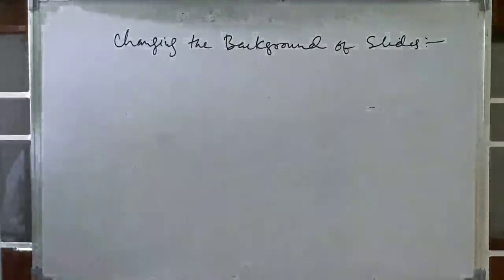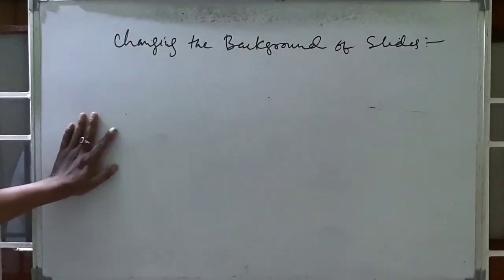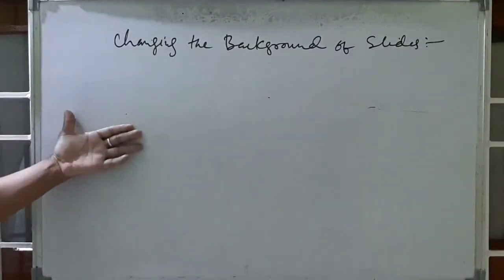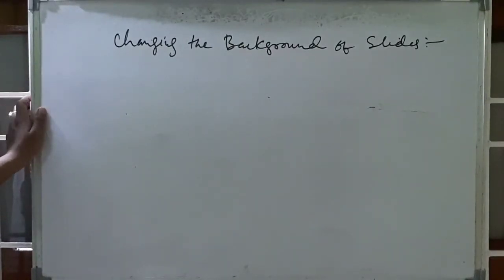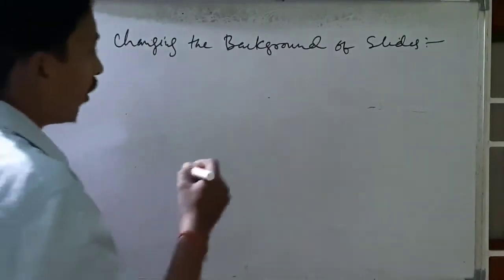Now, you can see in the book, you can change the appearance of the slides by changing the background color, its shade, pattern or texture. You can also use a picture as a background. To change the background style, the steps are given here. Means you can change the background of a slide.